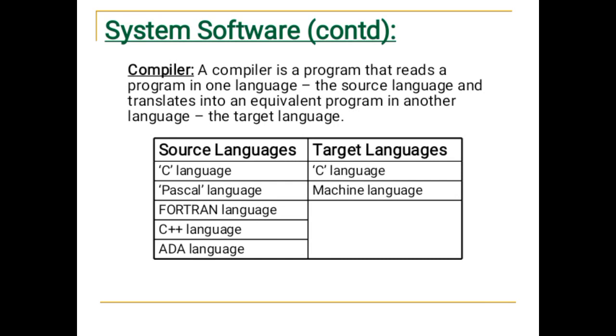Continuing with the system software, we have another one which is the compiler. A compiler is a program that reads a program in one language, the source language, and translates it into an equivalent program in another language, which is the target language. We have a table there. The source language is C language, then the target language will be C language. Another source language is Pascal language, then the target language is machine language.